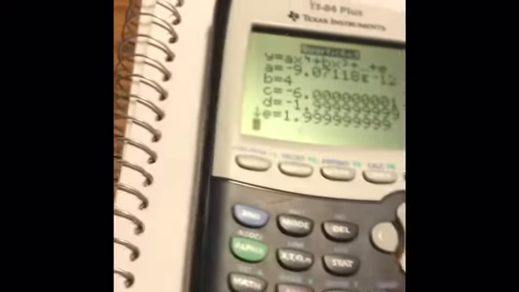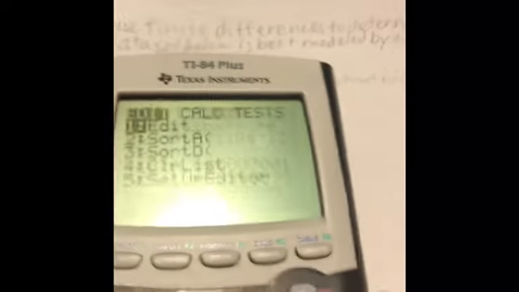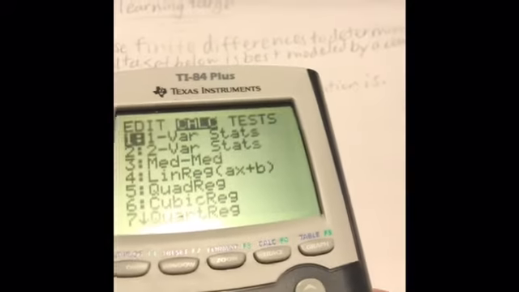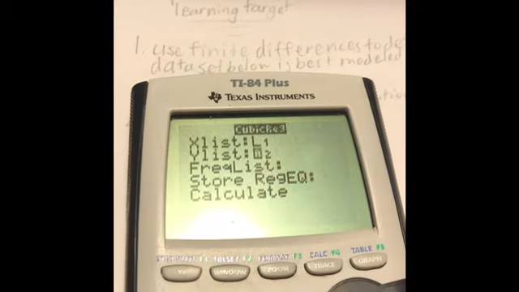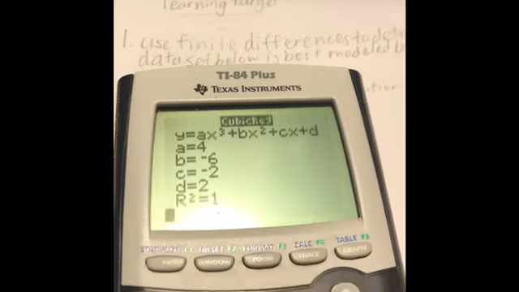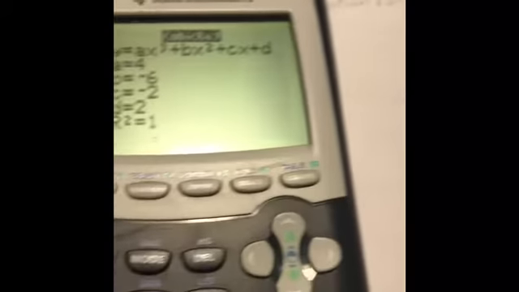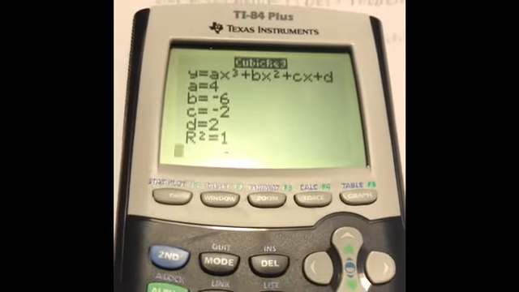So that's perfect. Then you go to stat if you want to find out your cubic. Go to CubicReg, and you once again get a regression line of 100%. So they are both perfect.